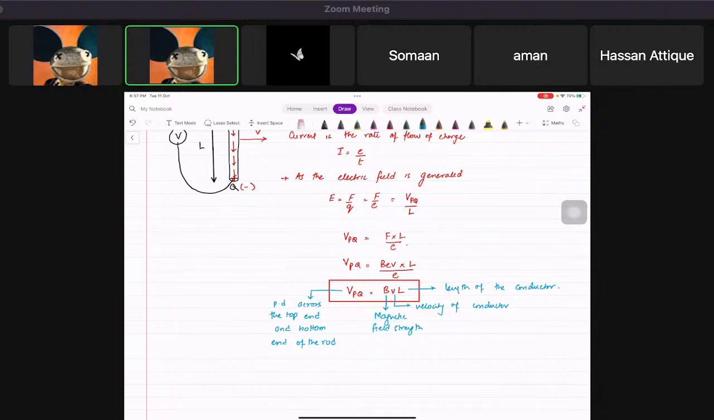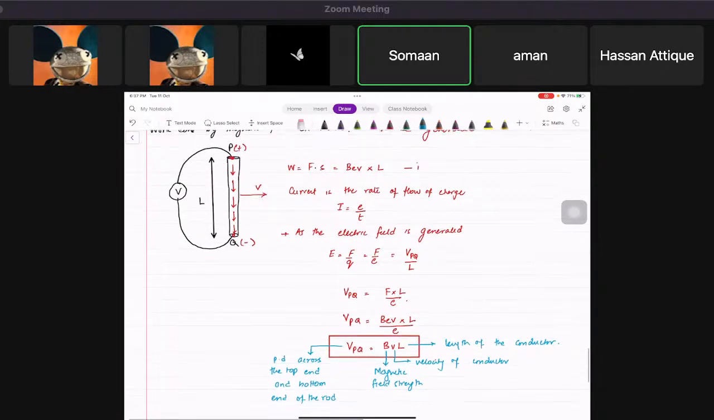All right. Now, sir, could you show the diagram again, please? This one? Yes, sir. Okay, sir, done. Thank you.